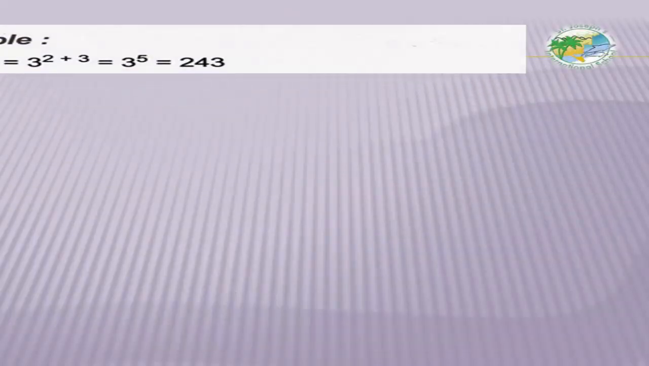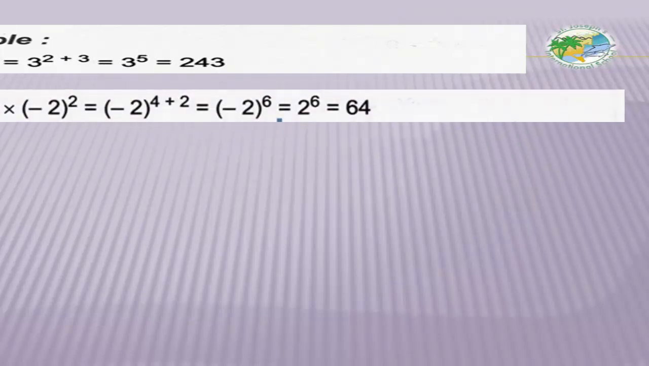For example, 3 power 2 times 3 power 3. Look at the base. The two bases are equal. Then 3 power 2 plus 3 equals 3 power 5 equals 243. Negative 2 power 4 times negative 2 power 2. Look at the base. The bases are equal in number and equal in sign. Be careful, they must be equal in number and sign. So the base is negative 2. 4 plus 2 equals 6, so negative 2 power 6 equals 2 power 6 equals 64. Fine.